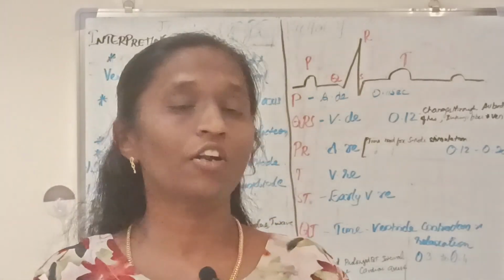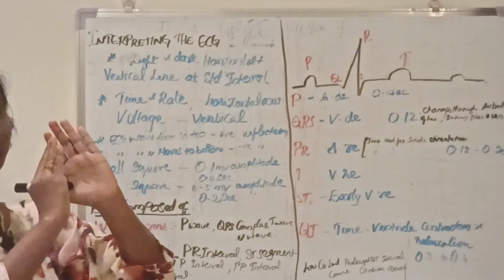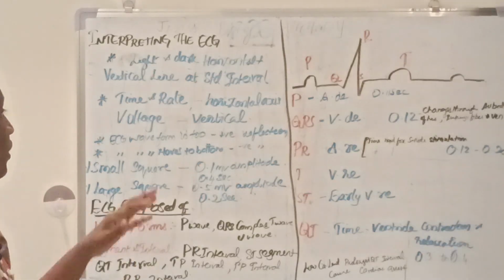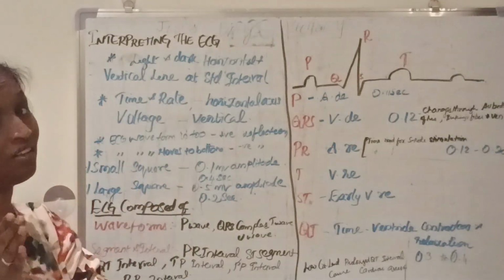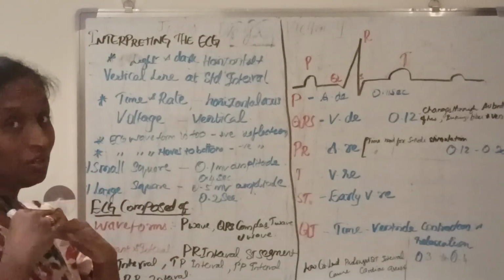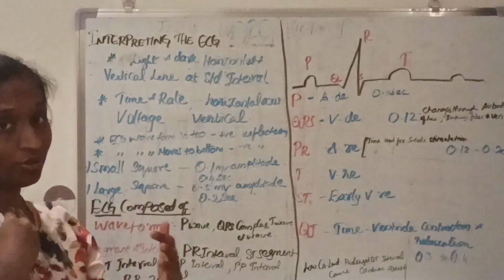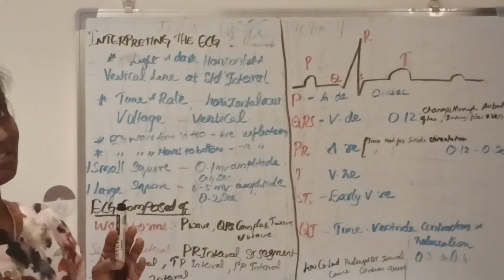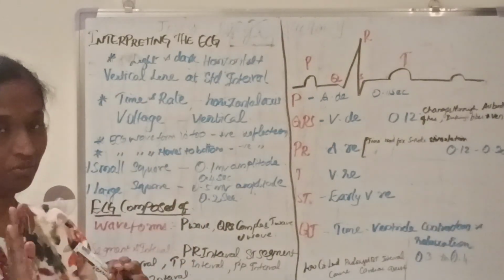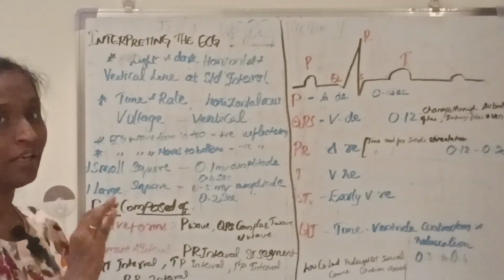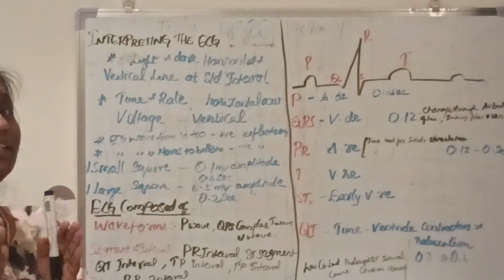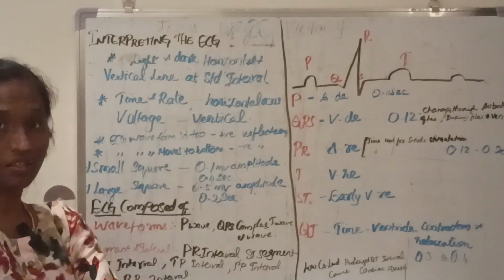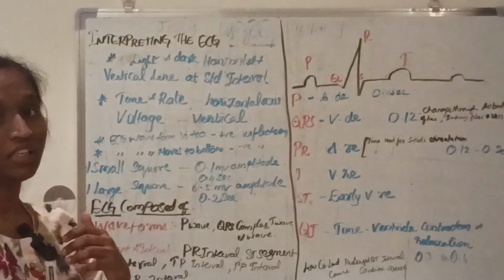On to interpreting the ECG. On ECG graph paper, you have lighter lines and darker lines, horizontal and vertical, at standard intervals. With these lines, we can calculate the time and rate with the help of the horizontal axis, and the voltage with the help of the vertical axis. Understand?